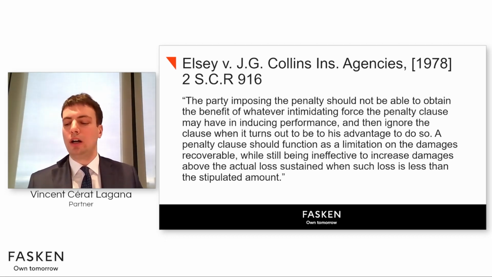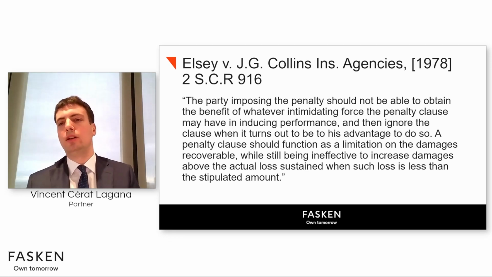And then ignore the clause when it turns out to be to his advantage to do so. A penalty clause should function as a limitation on the damages recoverable, which is why my friends included this in this conference, again, rightfully so, while still being ineffective to increase damages above the actual loss sustained when such loss is less than the stipulated amount.